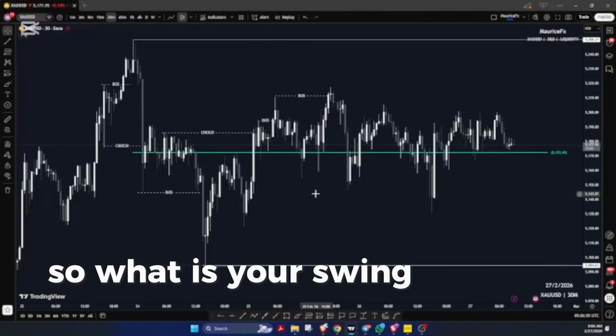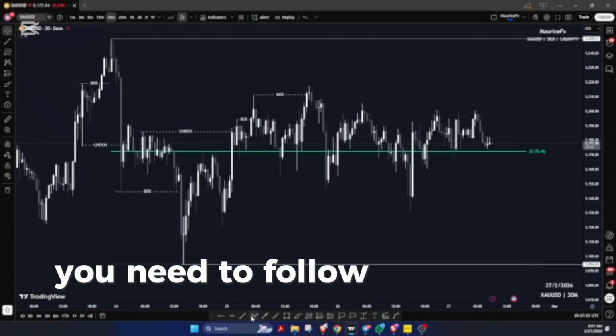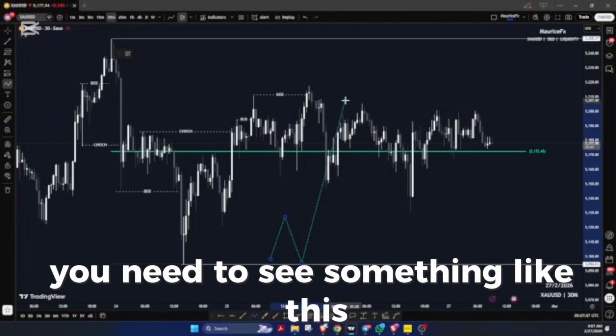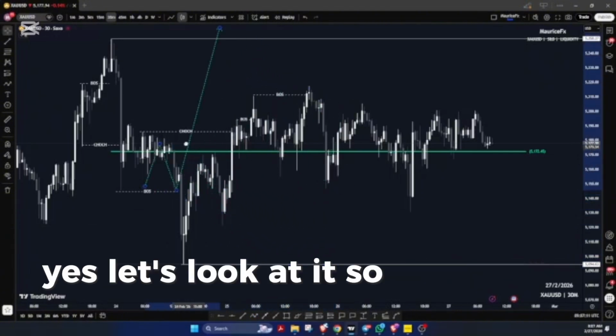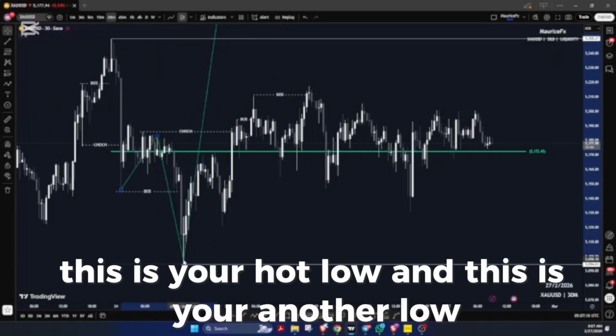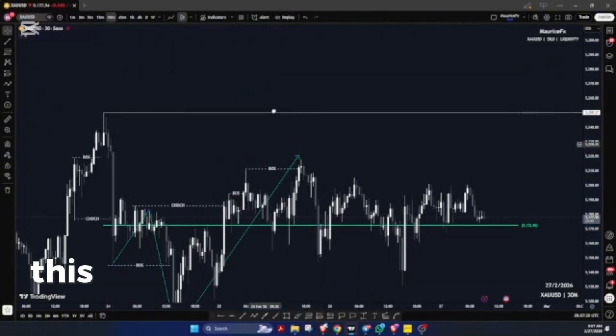So what is your swing structure again? Always you need to follow the rules. You need to follow the pattern. Anytime you want to have a swing structure, you need to see something like this. So can you see something like this? Yes. Let's look at it. So look at this over here. This is your low, and this is another low, and this is your swing structure. Guys, look at it. This is your swing structure.